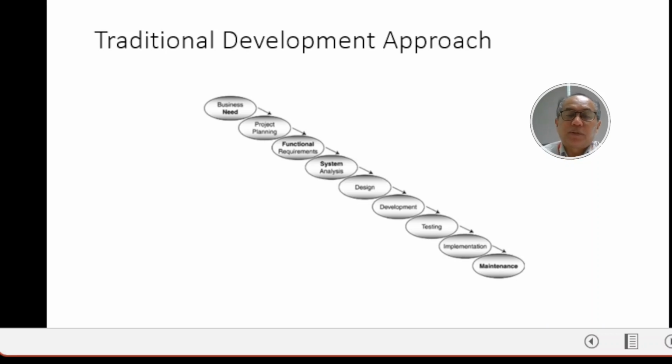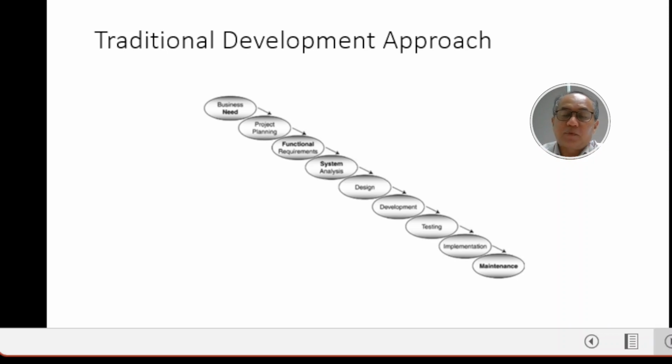Okay, now we will start with the development of the business intelligence systems. Unlike the traditional development approach, where development of systems usually starts with business needs. From business needs, we do the project planning, and then we identify the functional requirements. Then we do system analysis, and then we do design. We develop the system, we test the system. There are several layers of testing, and then we will implement the system. After the system has been implemented, we will do routine, periodic maintenance of the system.